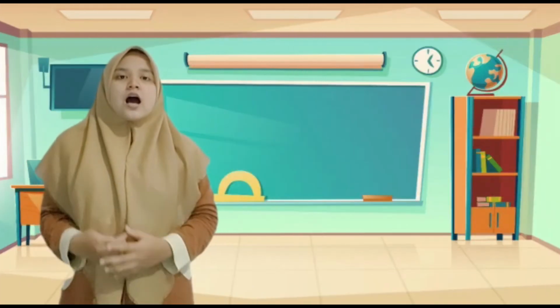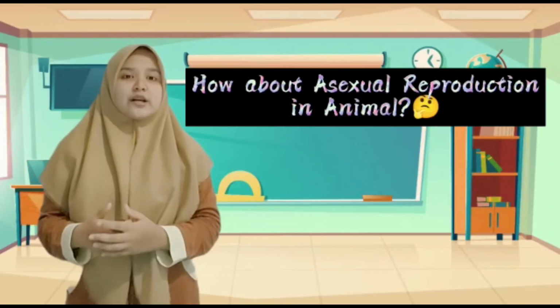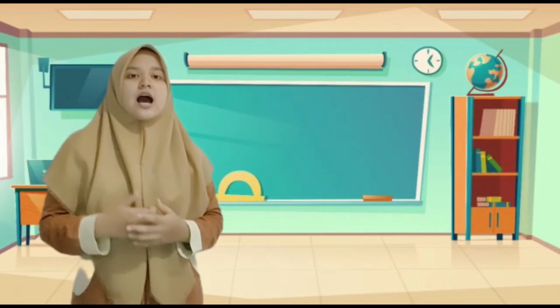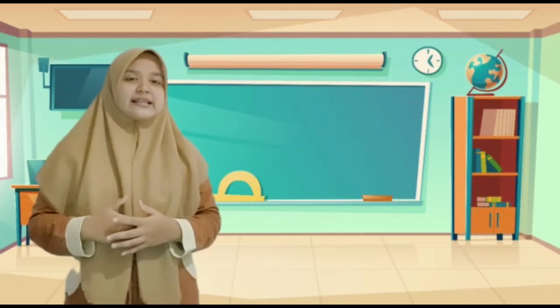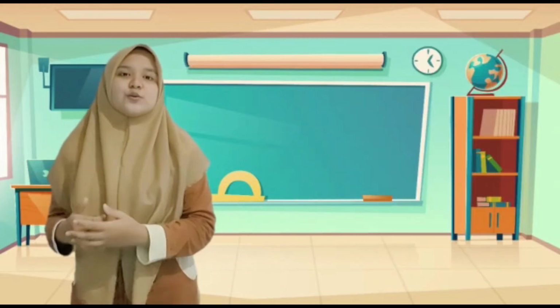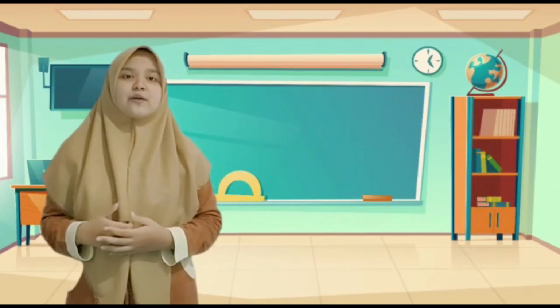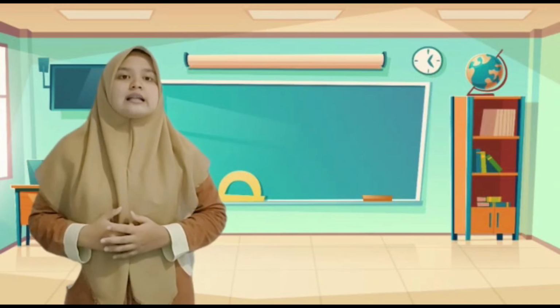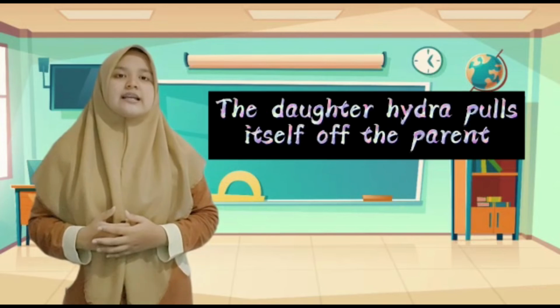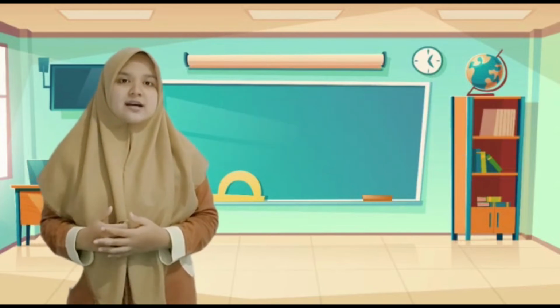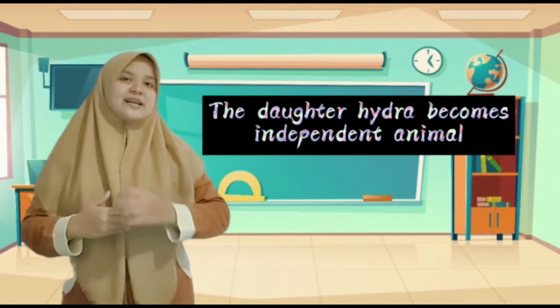For the last, how about asexual reproduction in animals? Some species of invertebrate animals are able to reproduce asexually. For example, hydra. Asexual reproduction in hydra starts when a group of cells on the column start dividing rapidly and produce a bud. Then the bud develops tentacles and the daughter hydra pulls itself off the parent, and the daughter becomes an independent animal.